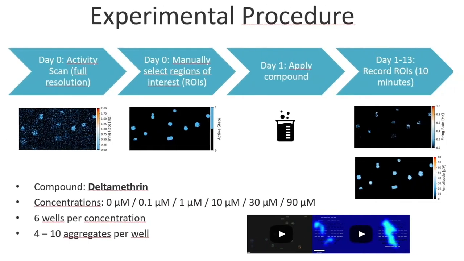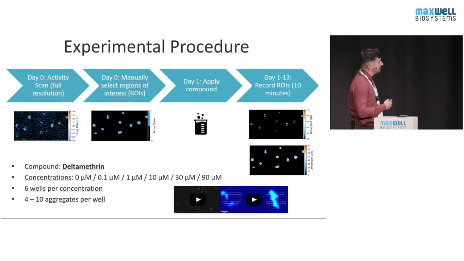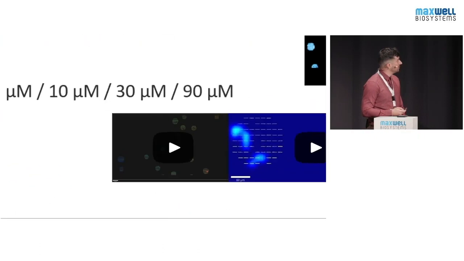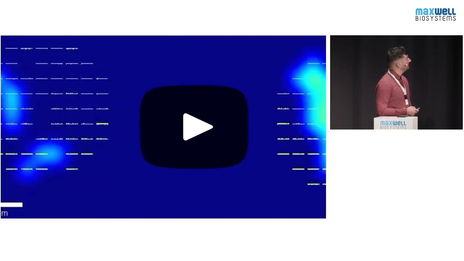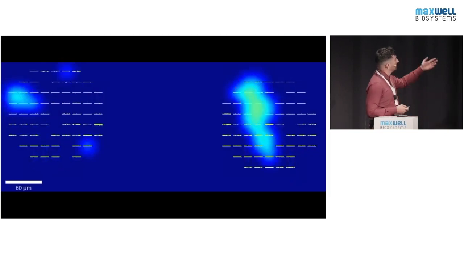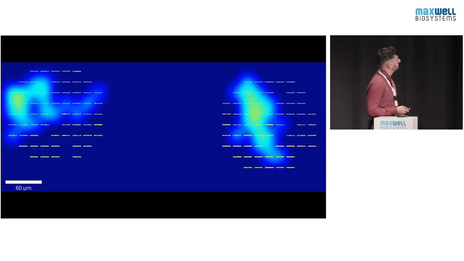The range of concentration was easy to find because, like I said before, we were already using data from the EPA. So the experimental design is we do the full activity scan, full resolution, and then we manually select the spheres. Then we apply the compound at different concentrations, and we do this for 13 days, so this is repeated over time. So basically what we get is something like this. We have all the spheres marked, and then we see how the electrical activity goes through all these spheres. If we go into more detail, you can see the spheres and how they are spiking.